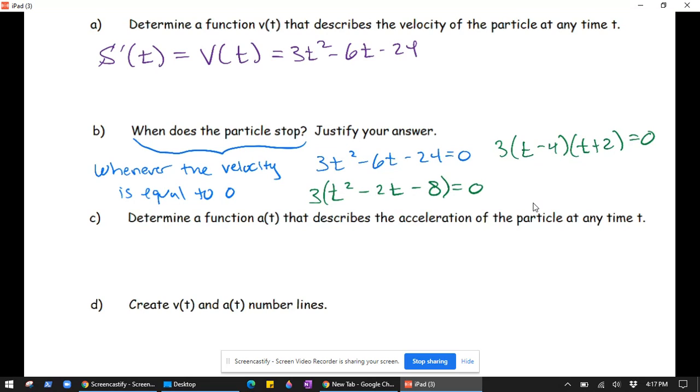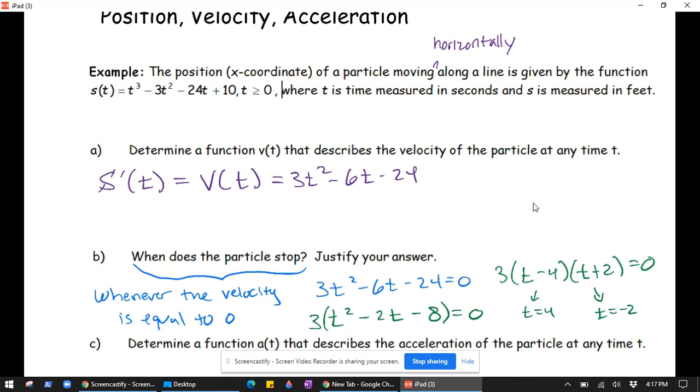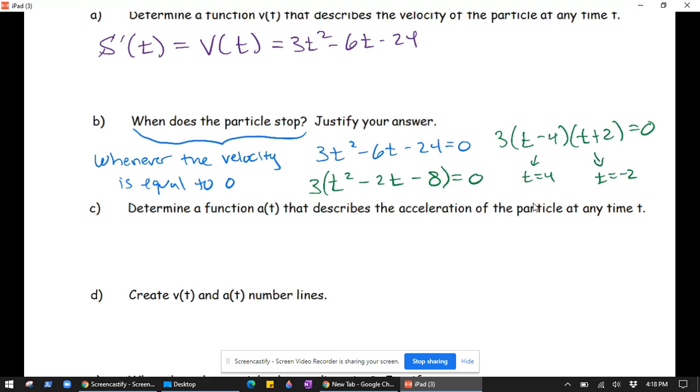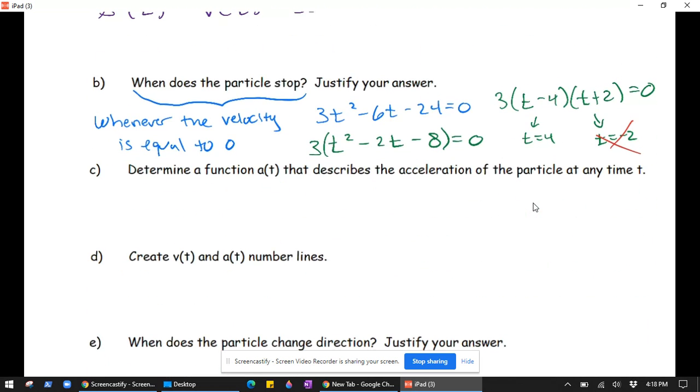That looks right. And so then we note that this implies t equals 4. This implies t equals negative 2. But one thing to keep in mind is the whole situation was defined on an interval where time was greater than or equal to 0. So that tells us we don't need that. And so we know at t equals 4 seconds, the particle changes direction. The particle stops.